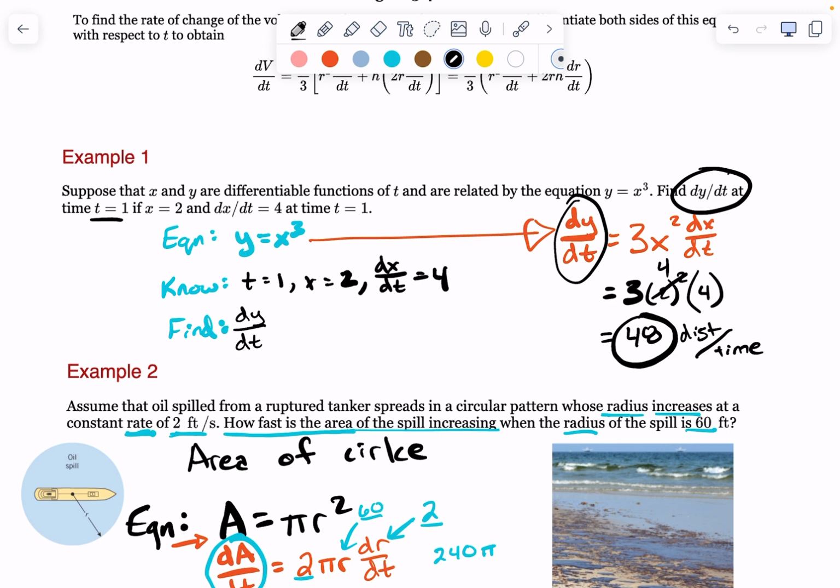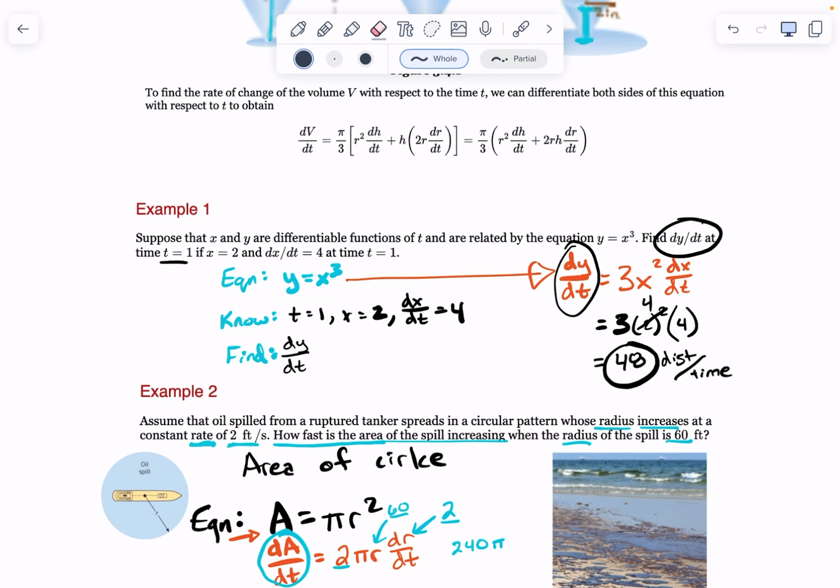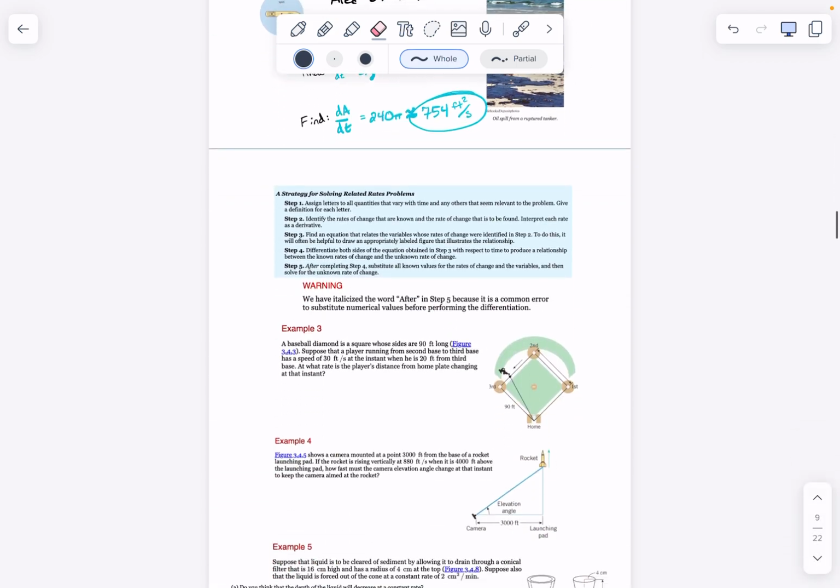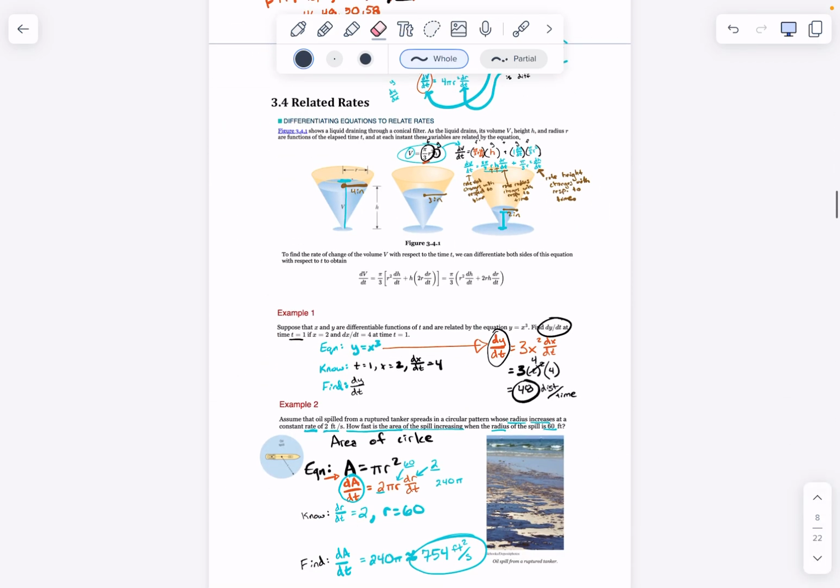I don't like example 1 just because there's no story problem context to it, so you don't really get the full feel of it. I like rates of change. I think they're interesting. Whatever. Okay. Boring.